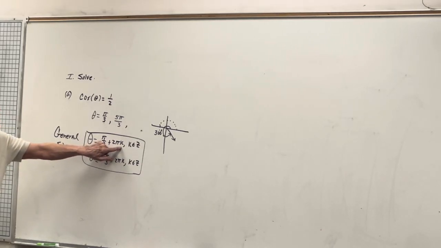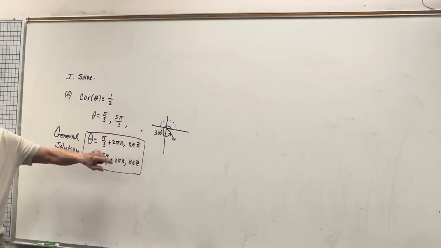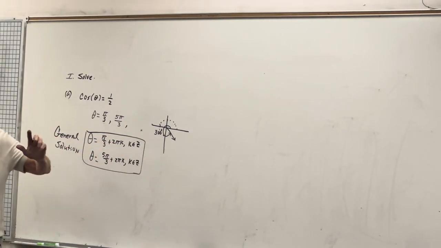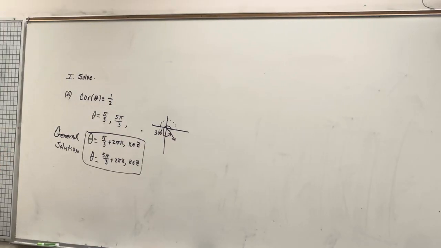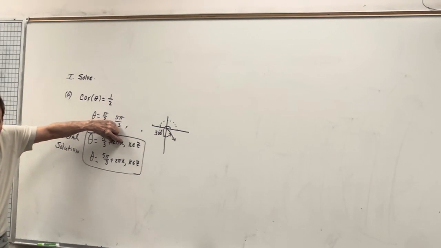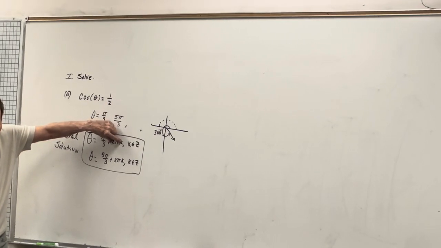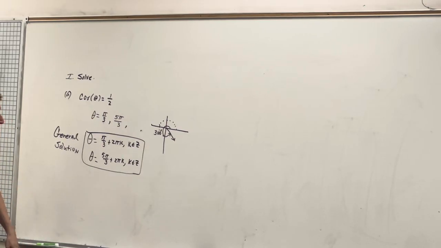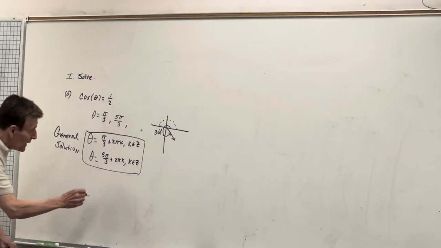Let me just choose at random a K. I can pick any integer. Let me choose one crazy one. Let's say that K is 42. If K is 42, 2 pi times 42, what is that, 84? 84 pi. Oh my Lord. Randomly I chose 42.